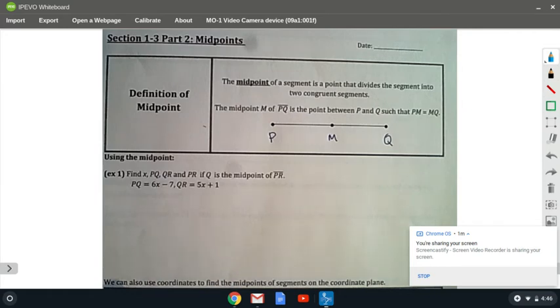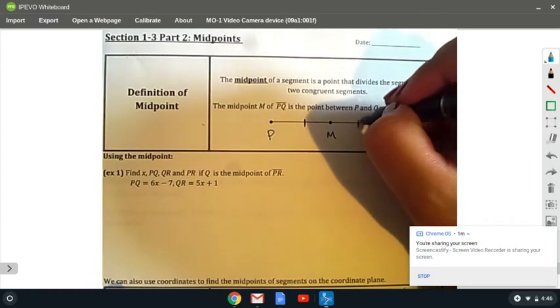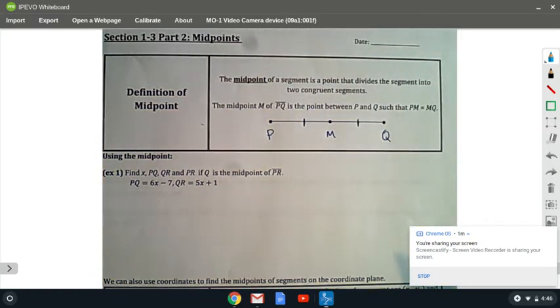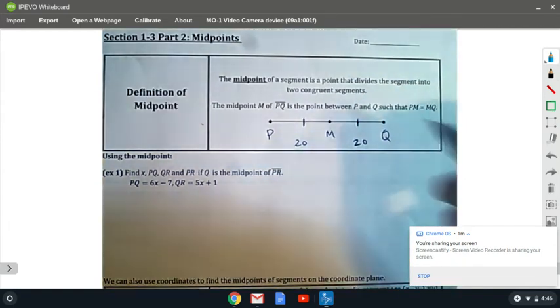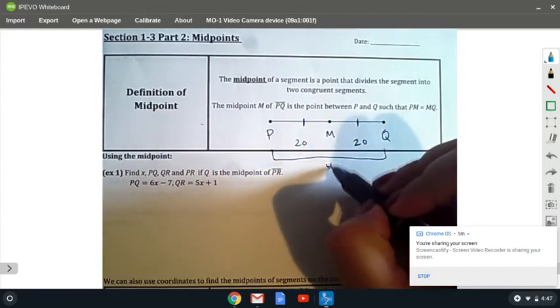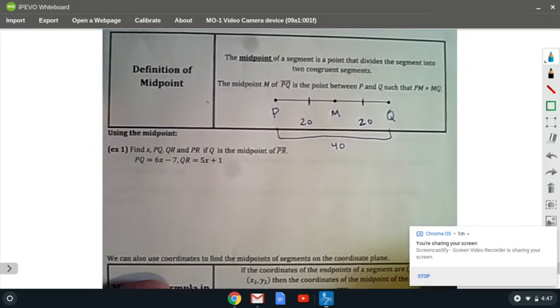When we have a midpoint of PQ in between points P and Q, what it means is that PM is congruent or equal to MQ. So I'm going to put those little tick marks because like we talked about before, that represents congruency. So if those are equal, say I called this 20, that means this has to be 20, which means the whole thing has to be 40. Okay, so that's just a quick example in numbers.